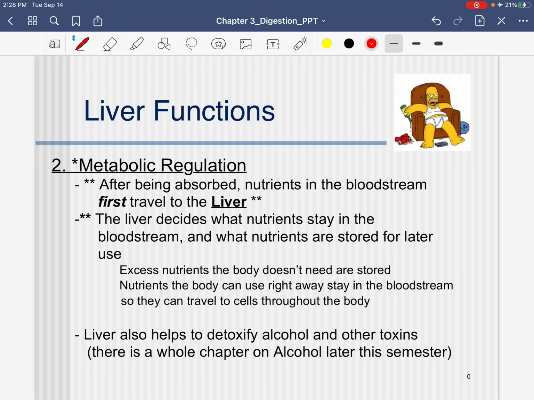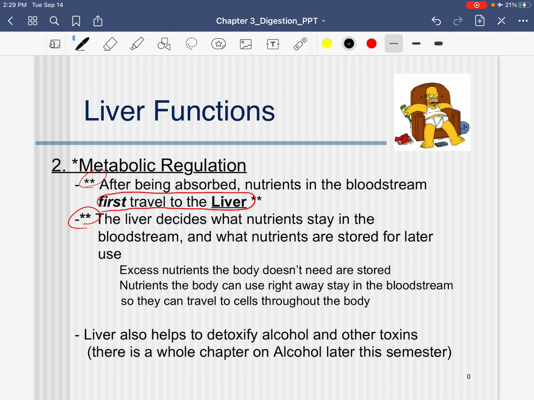A second function is what I'm going to call metabolic regulation. I'm talking about the liver here. But I think there's 2 things I want to point out. One thing, after nutrients are absorbed, nutrients first go to the liver.